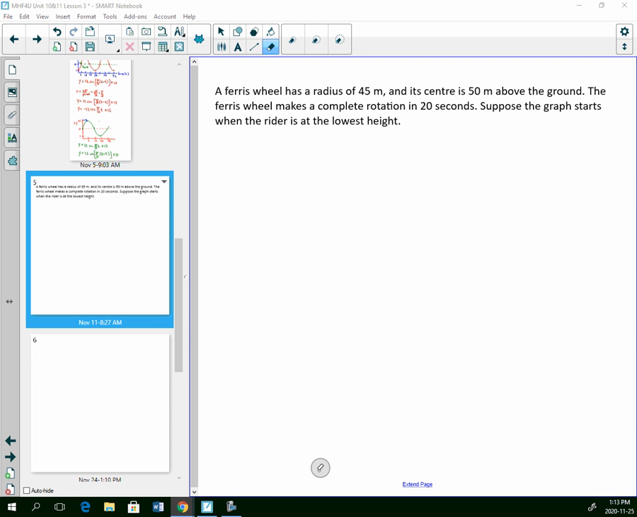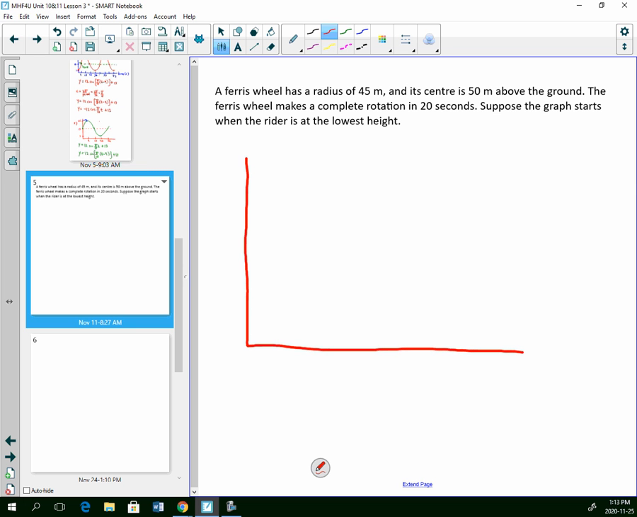Okay, let's see how we made out with this one. So we have radius of 45 and center is 50. So sometimes it'll be worded in a different way. It might not say the bottom's here. It might say the radius, it might say the diameter, it might say where the middle is.